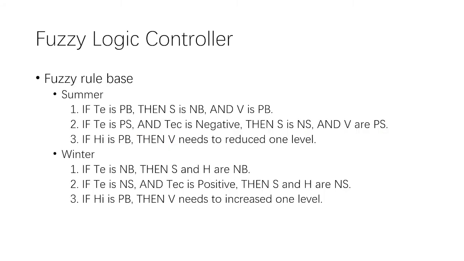And next, we have summarized 125 fuzzy rules according to these 3 inputs and other related experience. For example, in summer, if the temperature difference is positive big, then the sunshade system should be negative big, and the ventilation system should be positive big. In other words, if the indoor temperature rises quickly in summer, the sunshade system should be increased, and the ventilation system should be enlarged.